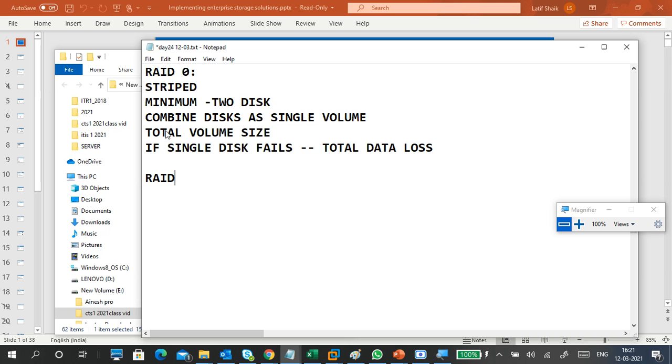Next, RAID 1 is called a mirror volume, mirrored, whatever it is. So here we are using only 2 disks. We use only 2 disks, that is the minimum. So we combine disks, combine disks as a single volume.